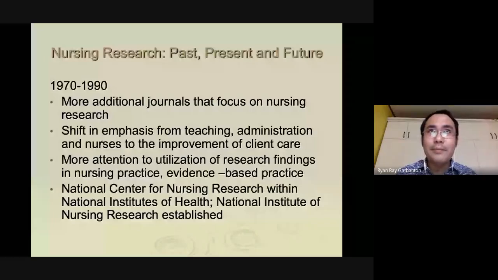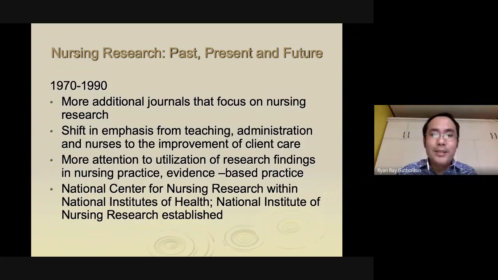no? Global scenario, the focus of research has expanded. It focused on teaching, administration, and improvement of client care. And more attention is given to utilizing research findings in nursing practice, building up your evidence-based practice.